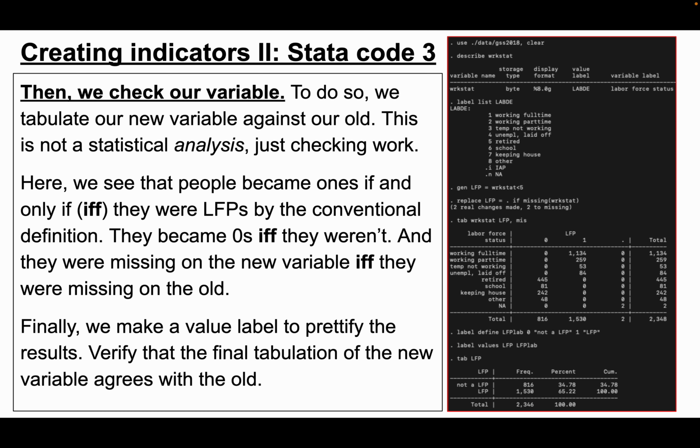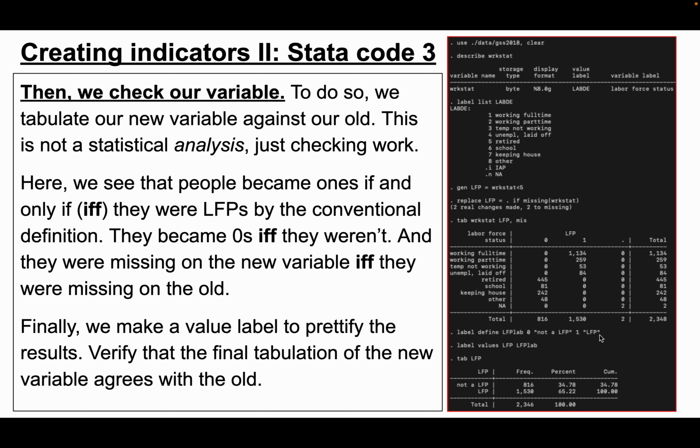Then finally, our next step is we want to make a value label to prettify the results and make sure that we can do a spot check. So we write the following code. This is a little annoying, but it's a good thing to know. Label define. We can then write any name that we want for the label. Let's just write LFP lab, simple. Then the syntax is a little weird. We write the numeric value, then the value label, then the numeric value, then the value label, and we just keep going as long as we need to. In this case, it's a dummy variable, so there's just 2 steps. We say 0, in quotation marks, not a labor force participant, 1, in quotation marks, labor force participant.